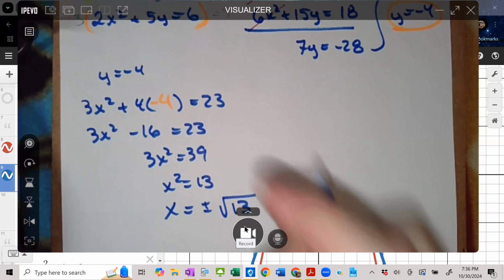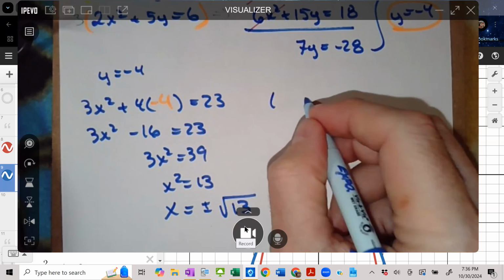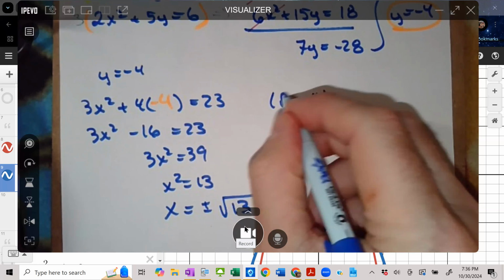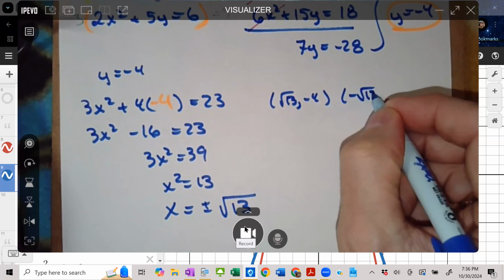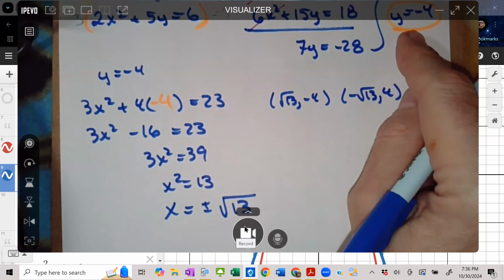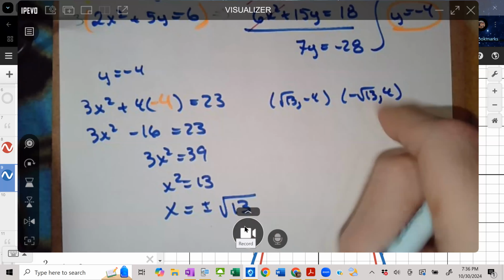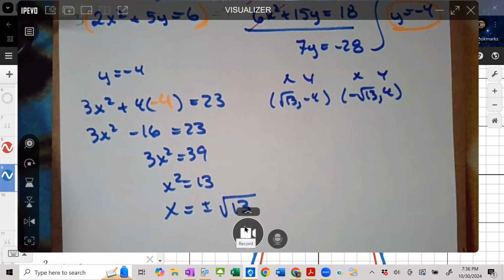So when y equals negative 4, so negative 4 for y, you get a square root of 13 for x, and negative square root of 13 for x. Bam. There's our two solutions. So x and y, and looking good.